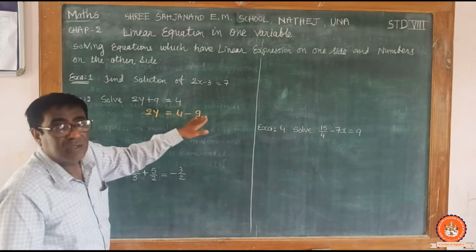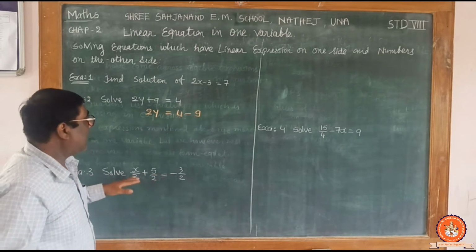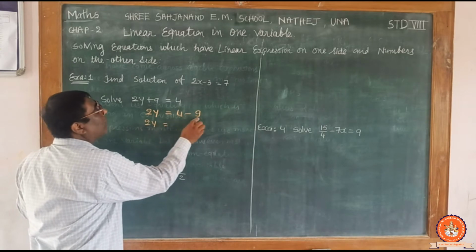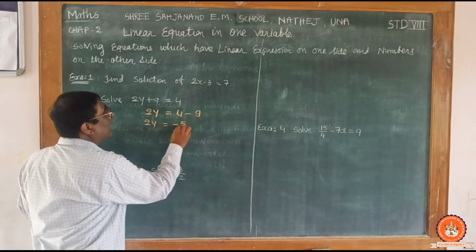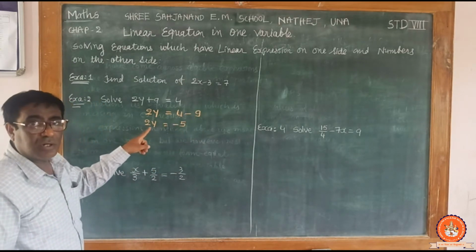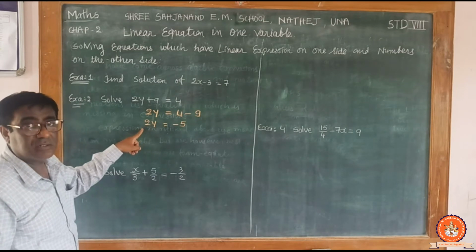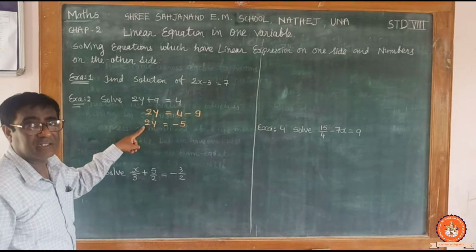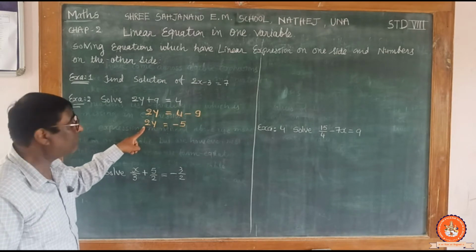It will be subtracted from here. Now 2y is equal to 4 minus 9, that is minus 5. Now we want to remove 2 here. So 2 is in the relation of multiplication.